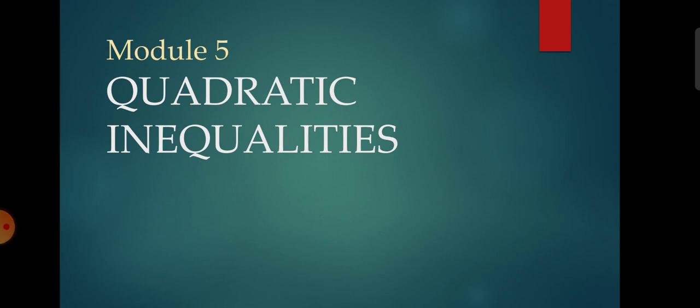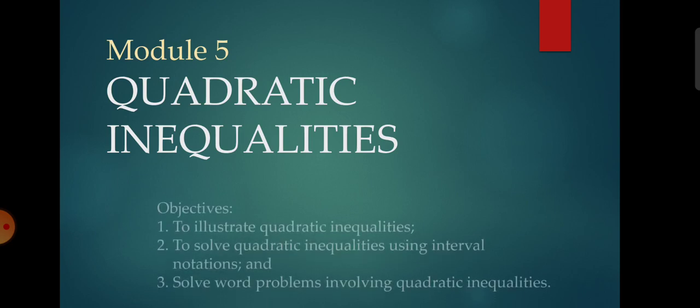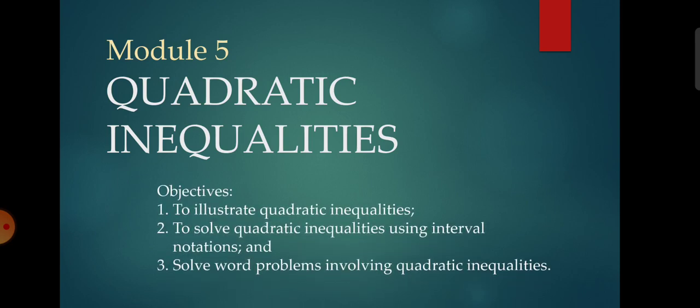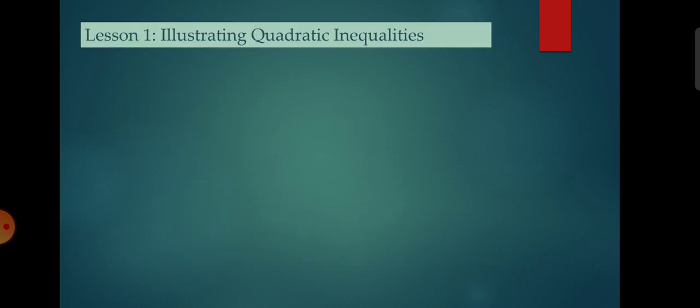We are already in week number 5, so we are using module number 5 entitled Quadratic Inequalities. So, what are our tasks for this module? We have the following three objectives. First objective is to illustrate quadratic inequalities. The second one is to solve quadratic inequalities using interval notations. And lastly, solve word problems involving quadratic inequalities. So to start up with lesson number 1, illustrating quadratic inequalities.